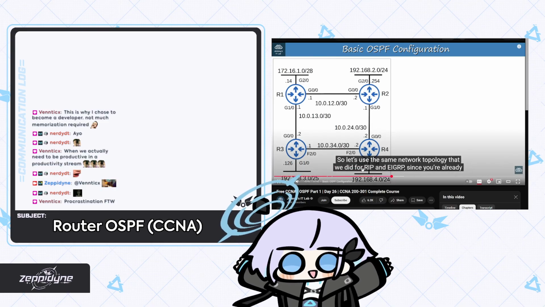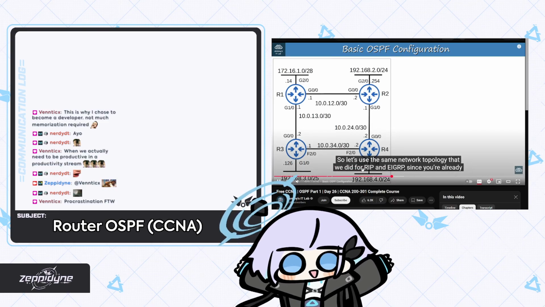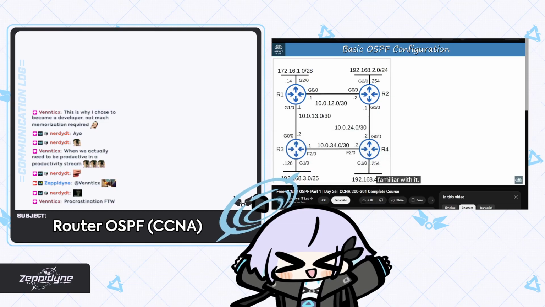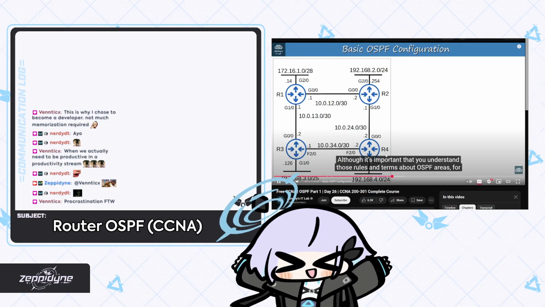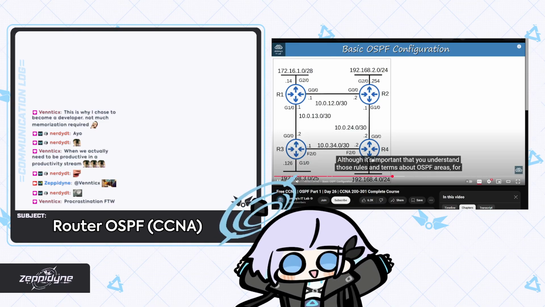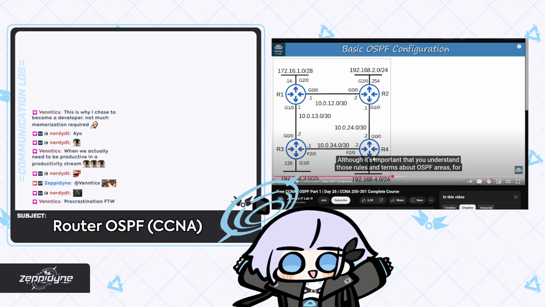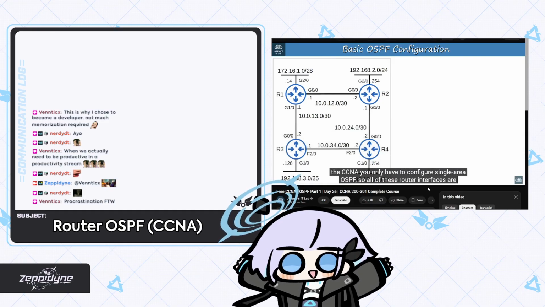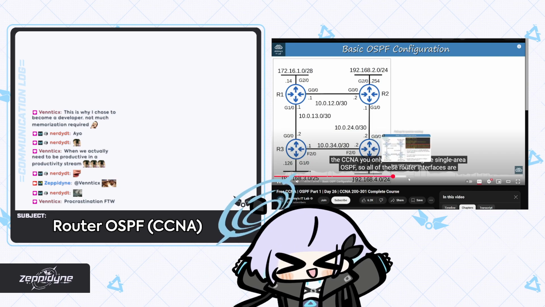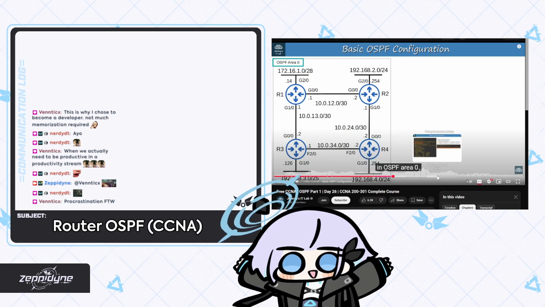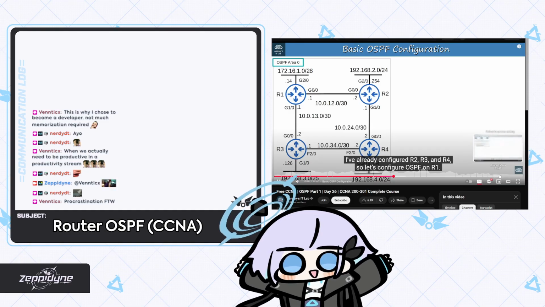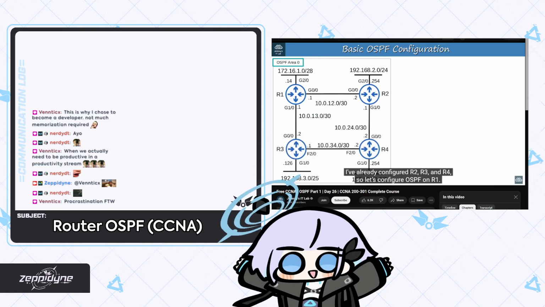So let's use the same network topology that we did for RIP and EIGRP. RIP is obsolete, no one uses that. Although EIGRP is Cisco proprietary. In terms of OSPF areas, for the CCNA, you only have to configure single area OSPF. So all of these router interfaces are in OSPF area 0. I've already configured R2, R3, and R4.